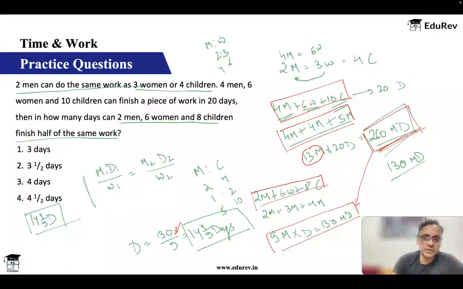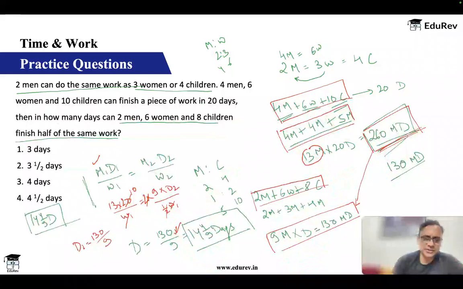If I apply this concept also, M1 D1 is 13 into 20 upon W1, is equal to M2, which is 9, into D2, which is what I want to find out, upon the work, which is half of W1. I can do this way also. So W1 will get cancelled. 2 will go above, so it will become 2. Okay, 2 will make this as 10. So D2 will be 130 by 9.